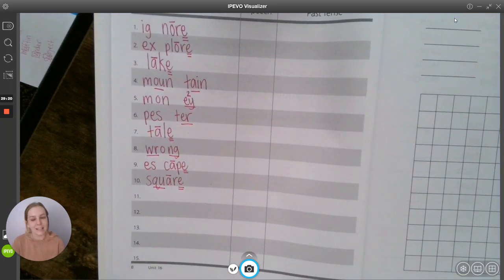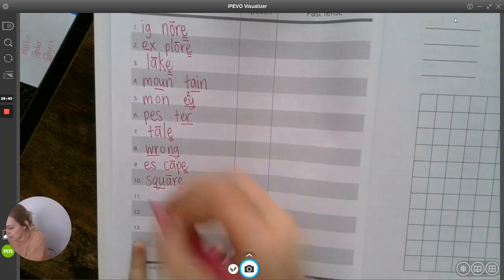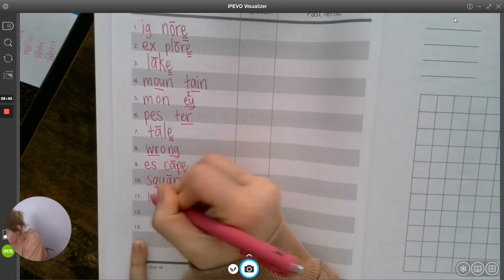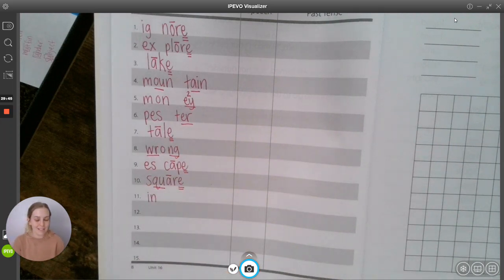Number 11, invent. What are you trying to invent now? Two syllables in the word invent. First one is in, so let's sound it out. I-N. Finger spell. Second syllable is vent. Sound it out. V-E-N-T. Finger spell. V-E-N-T.